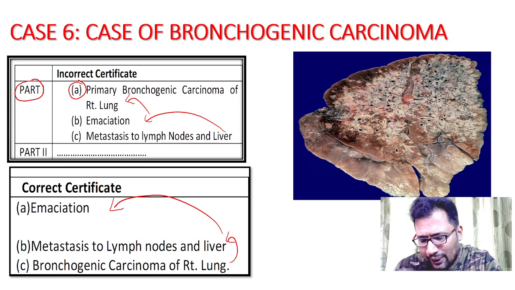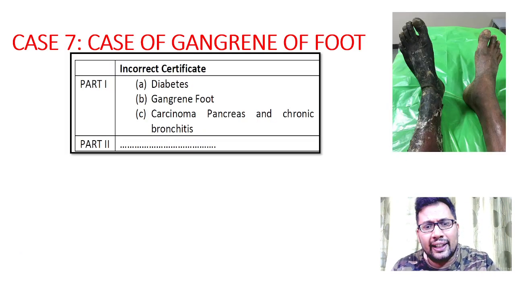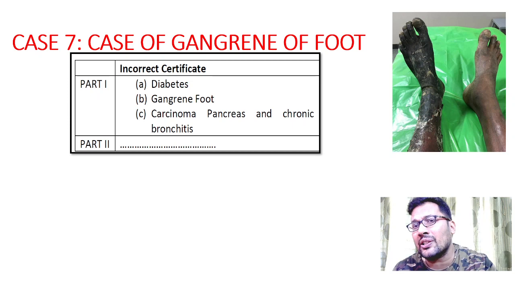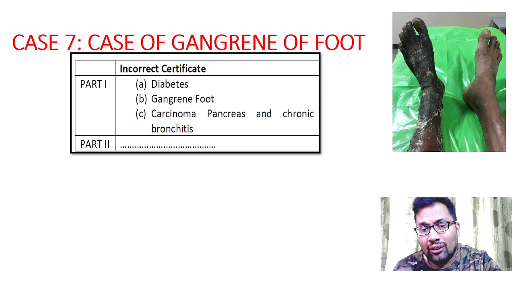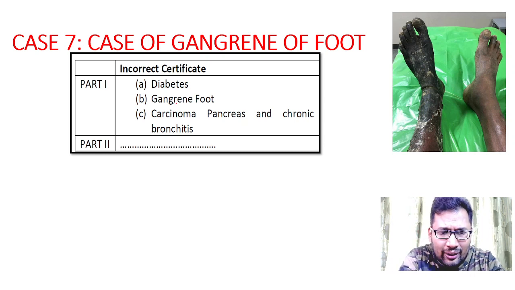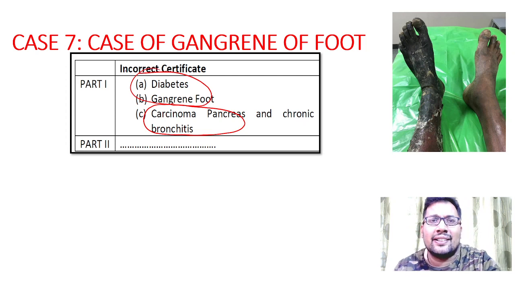Okay. Let's see one more case, the 7th. Case of gangrene of foot. Here a patient died due to gangrene of foot. He was suffering from carcinoma of pancreas. So let's see now what is given here. Incorrect certificate. Here 1A is diabetes, 1B gangrene of foot, 1C carcinoma pancreas and chronic bronchitis. You can see here this is an incorrect certificate.